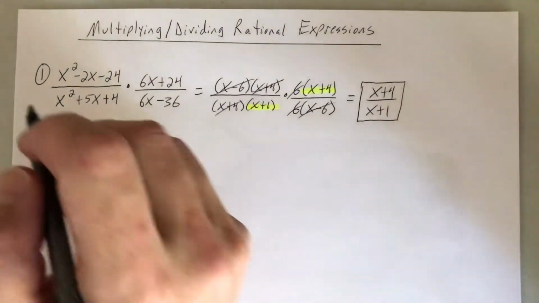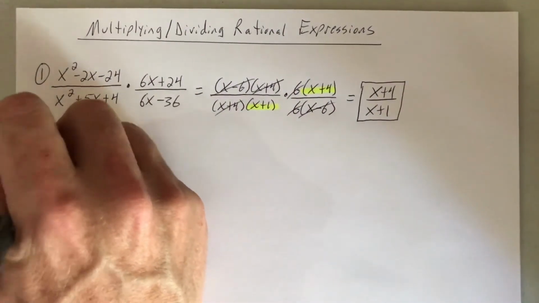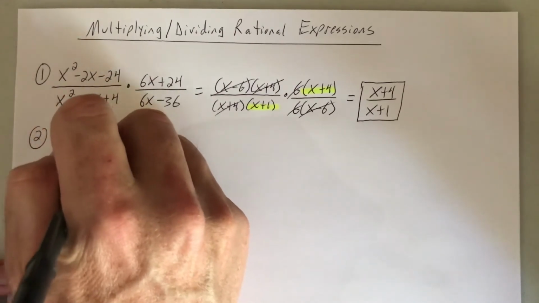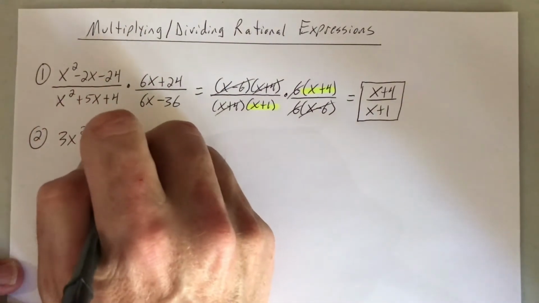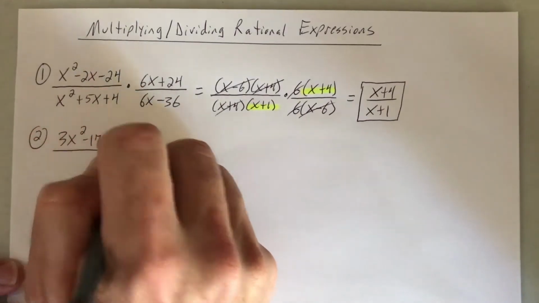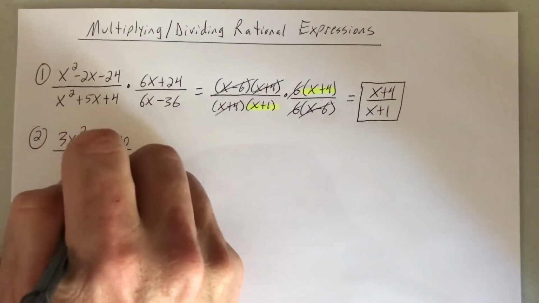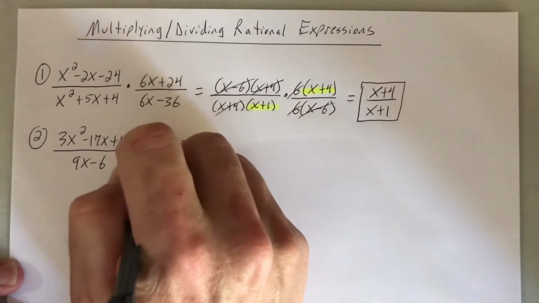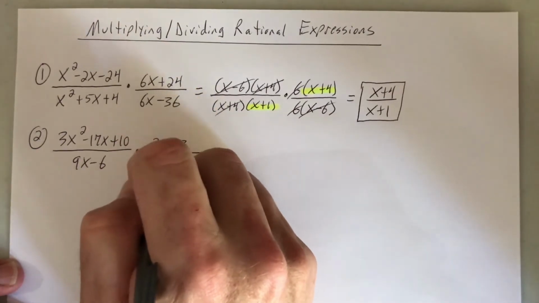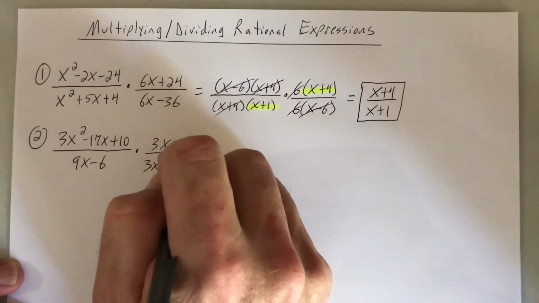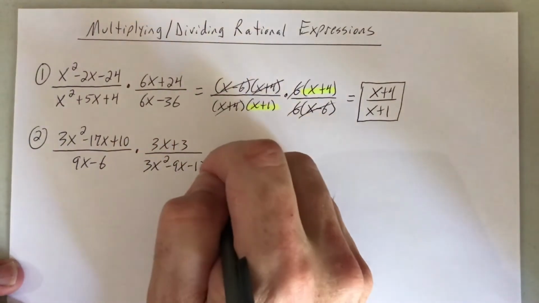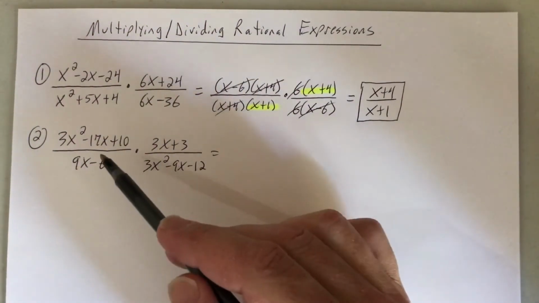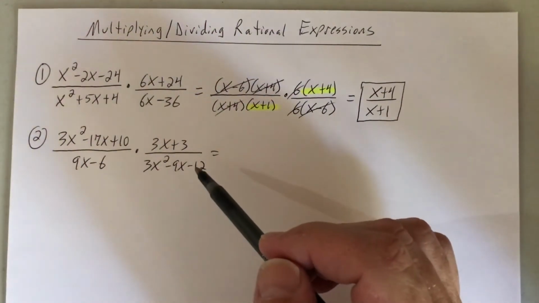All right, so let's take a look at number 2. We have 3x squared minus 17x plus 10 over 9x minus 6, times 3x plus 3 over 3x squared minus 9x minus 12. So again, we're going to do the same thing. The first step is we're going to completely factor all the numerators and all of the denominators.